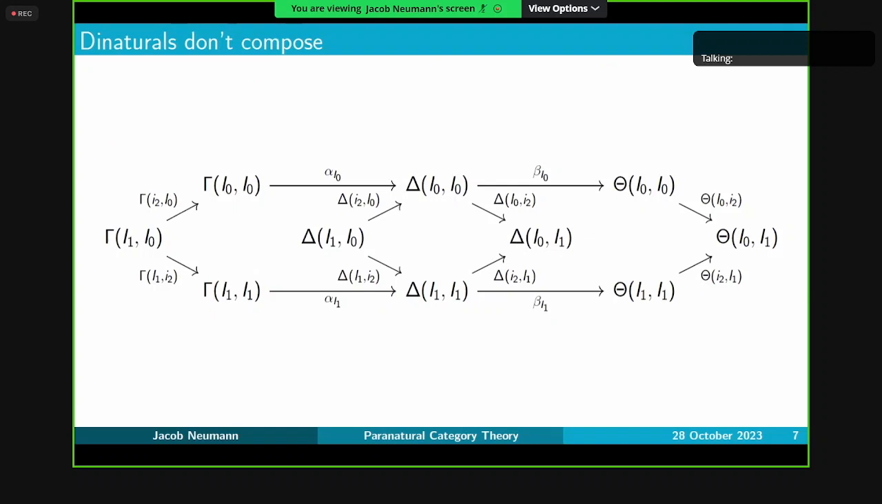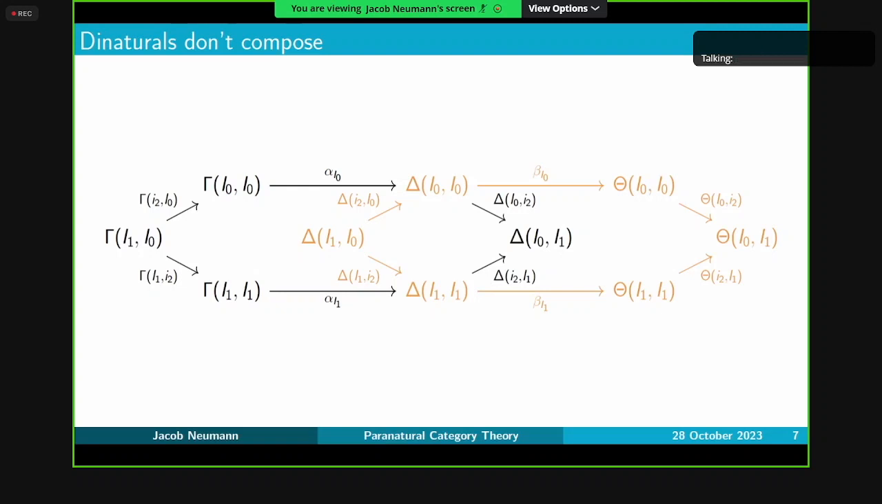So if I have a dinatural transformation alpha from gamma to delta, that will tell me that this diagram commutes for any morphism I2 from I0 to I1. The fact that alpha is a dinatural transformation from gamma to delta would tell me that this hexagon commutes. And then if I have a beta, which is a dinatural transformation from delta to theta, then that will tell me that this hexagon commutes.